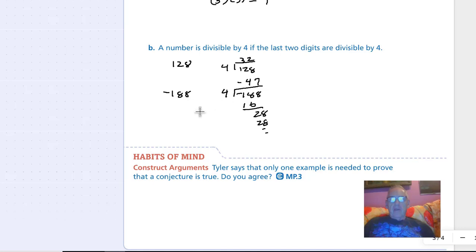I can't think of a counterexample where the last 2 digits are divisible by 4, yet 4 doesn't divide the number. And that really works because the hundreds part or the thousands part divided by 4 is going to be like 25 or 250. So the last 2 digits really kind of determine whether or not the number is going to be divisible by 4.